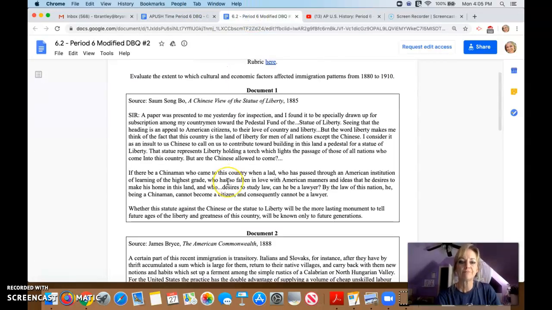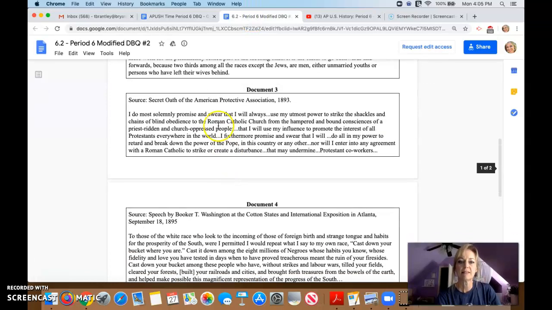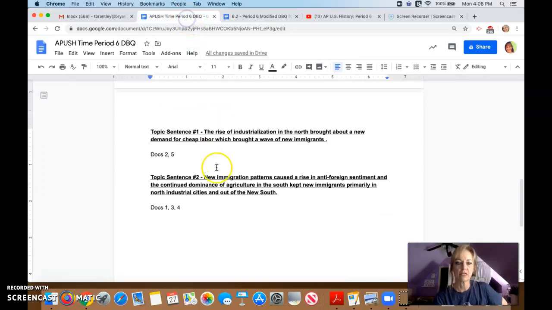Document 3 is the secret oath of the American Protective Association, very anti-Catholic, and it supports my statement about anti-foreign sentiment, and that goes along with the new immigration. Go back and look at new versus old immigration.